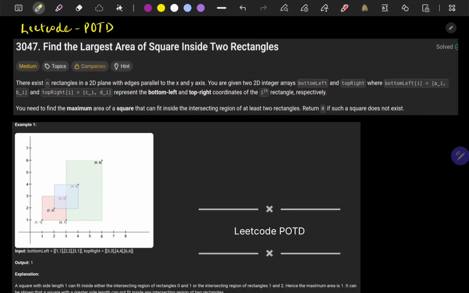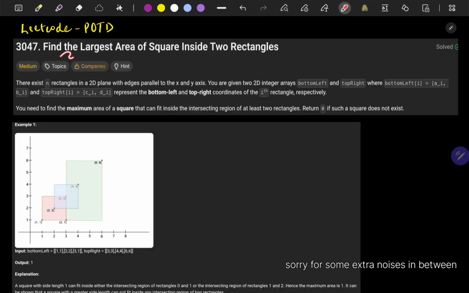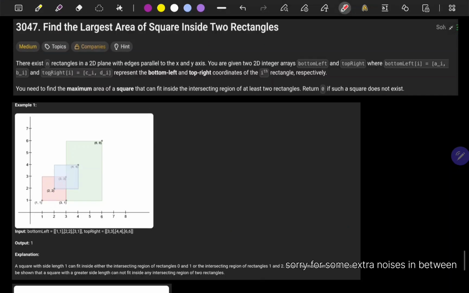Hello guys. So today's LeetCode problem of the day. Let's straight away jump to the question, which is: find the largest area of square inside two rectangles. What the question says is there exist n rectangles in a 2D plane.